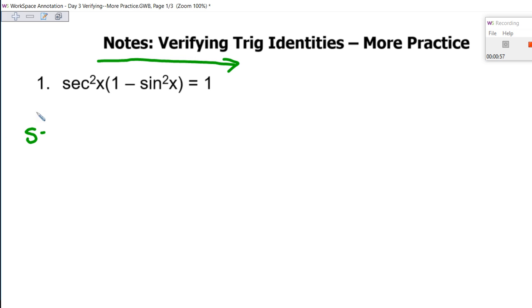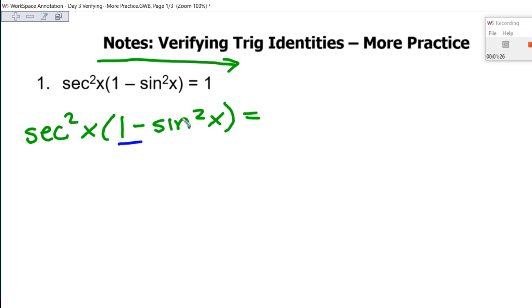So we're going to recopy the left side. Secant squared of x. Inside the parentheses, we have 1 minus sine squared x. What can I do first here? Yeah, inside the parentheses, we know that 1 minus sine squared is equal to cosine squared. So this is secant squared x times cosine squared of x.